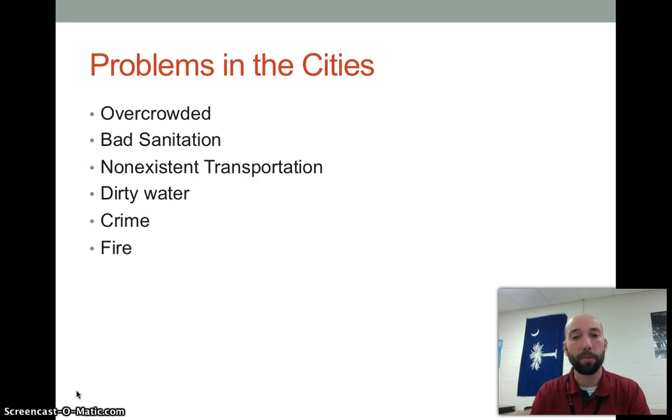There's non-existent transportation for a lot of these people. They can't really move back and forth, so they mainly just walk from place to place. There's a lot of crime because there's so many people on top of each other, and there's not enough police to actually enforce the rules. And then fire is also a problem. There's not enough firemen around to actually put out fires. So those are some problems within the cities, and I'll show you some pictures of those.